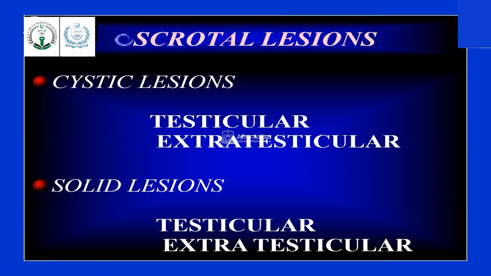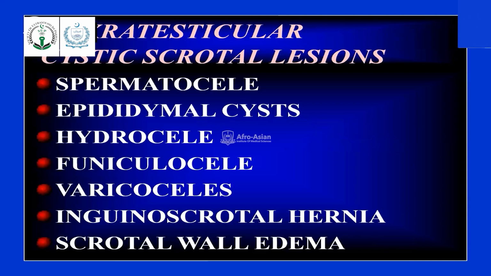Scrotal lesions can be cystic lesions or solid lesions. In cystic lesions, we can have testicular or extratesticular lesions. In solid lesions, we can have testicular and extratesticular also. The extratesticular cystic scrotal lesions include spermatocele, epididymal cyst, hydrocele, funiculocele, varicocele, inguinoscrotal hernia, and scrotal wall edema.